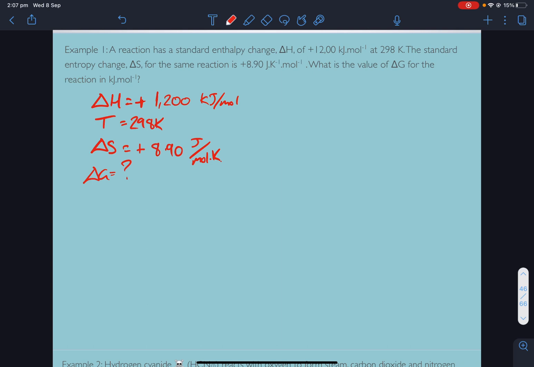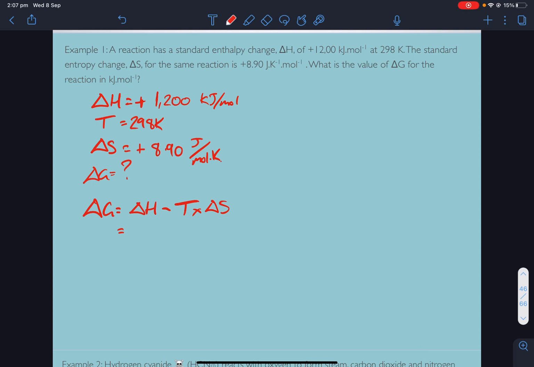Notice they're both positive, so we've got one of those cases where the enthalpy is positive, so it's going against the enthalpic drive, but here we've got a positive entropy, so it's going with the entropic drive. So it depends on how the maths works out whether it's going to go. You can't predict it here. So delta G equals delta H minus T times delta S.